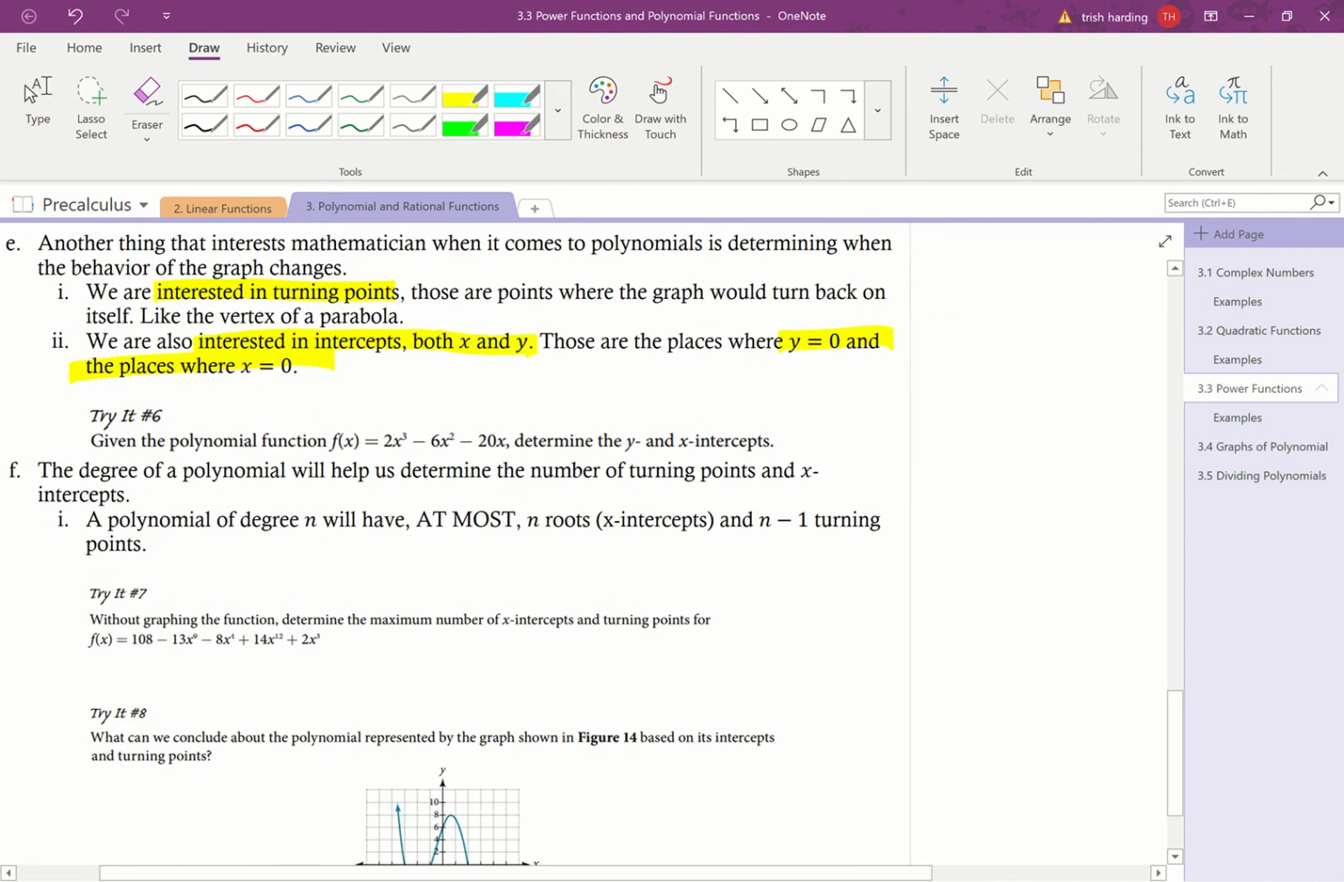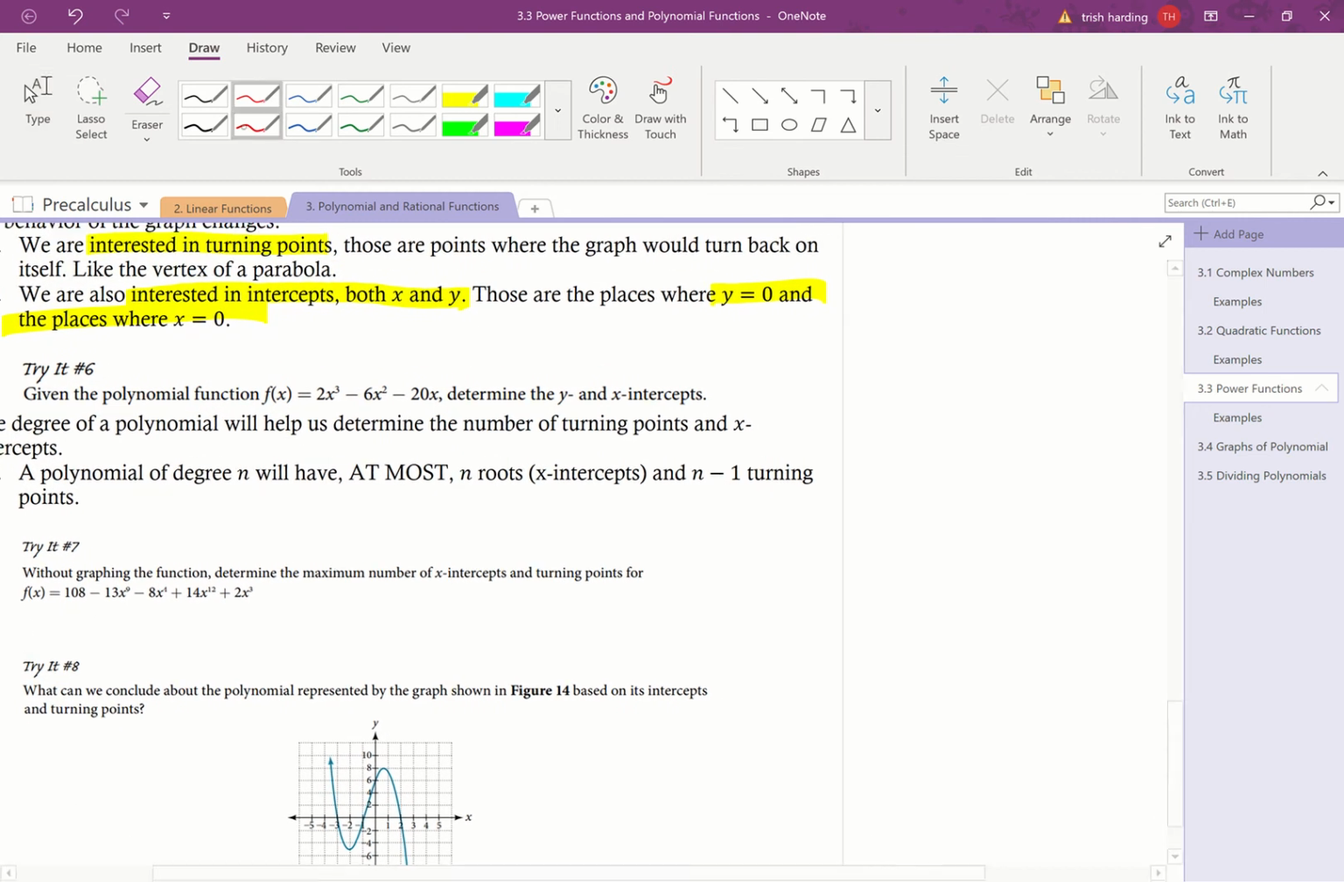So we're going to do this here. Try it number 6. We're given this polynomial, and we are going to determine the y and the x intercepts. If we wanted to determine the y-intercepts, that would be places along y. So then we know that our x is going to equal 0.